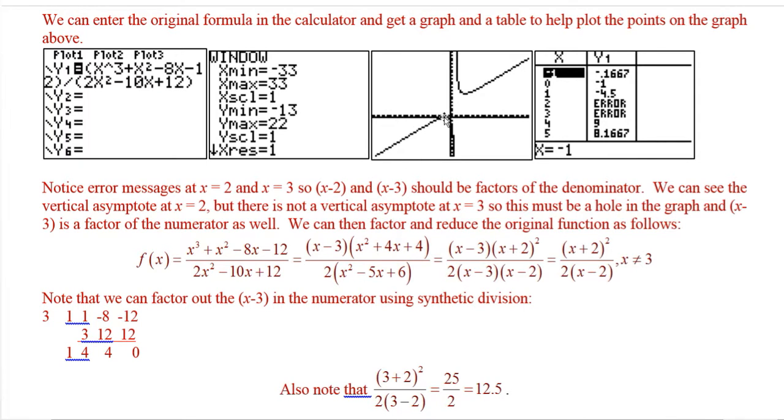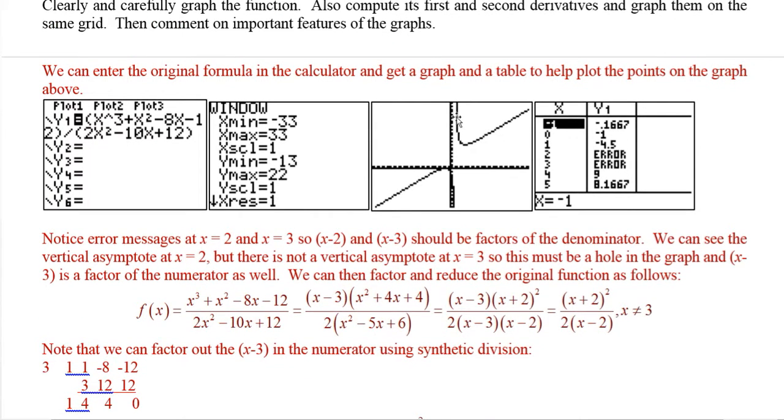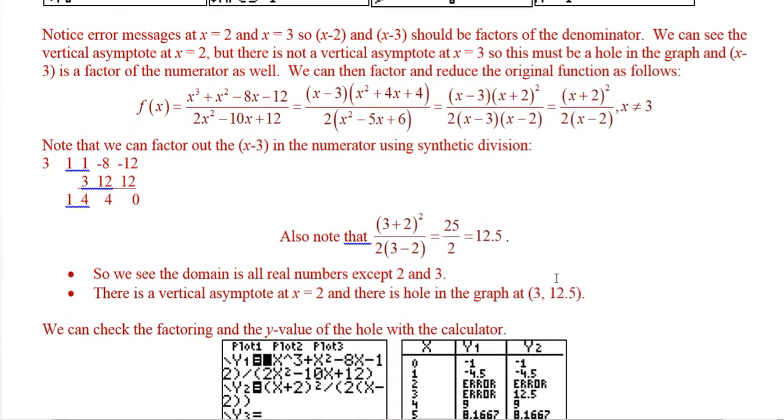This piece is one solid piece. This piece up here is actually two pieces. It comes in at the vertical asymptote here, has a hole in the graph, and then keeps continuing on. So the graph is a total of 3 pieces altogether.